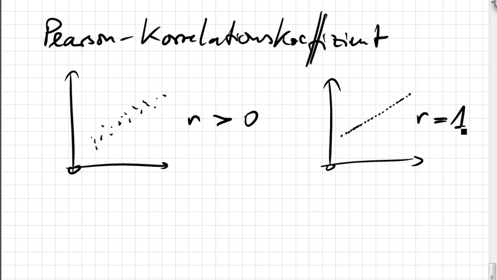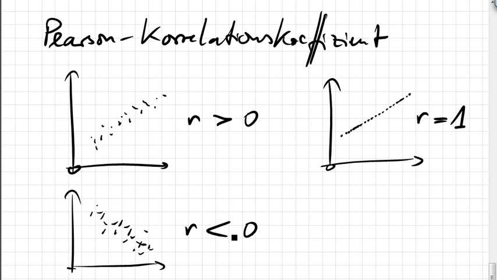If this line has a negative slope, then the correlation coefficient is negative. X increases, Y decreases. Then the correlation coefficient is negative. At best, when the data form a perfect line, it becomes -1.